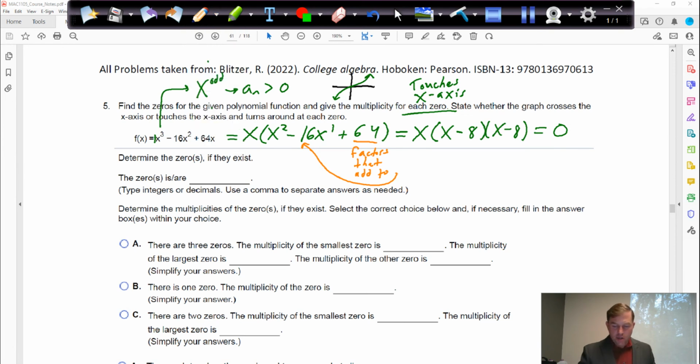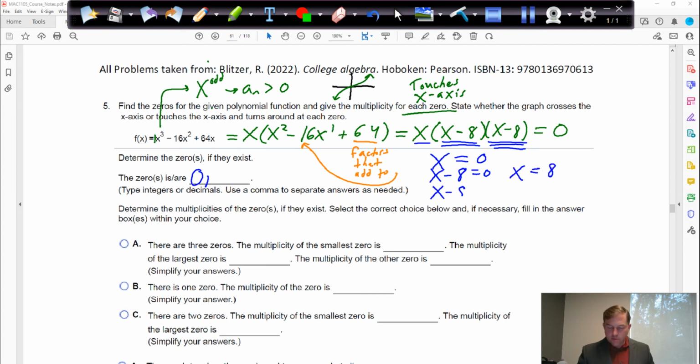To do this, you just set each of these equal to 0. If this is equal to 0, or this is equal to 0, or this is equal to 0, we're going to get 0 out. So set them each equal to 0. One answer is x is equal to 0. That's an easy one. Then the second one is set x minus 8 equal to 0. Add 8 to both sides. The answer is x equals 8.